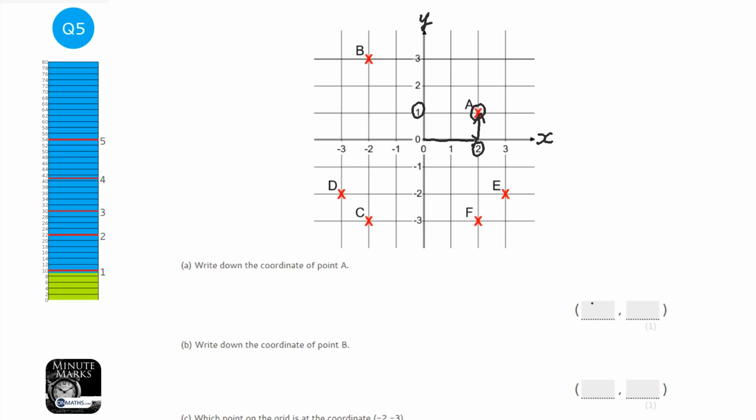So the coordinate is 2 because we go 2 to the right from the middle, and 1 because we go 1 up. Now coordinate B is the same, so we're going along the corridor to -2, and then up 3. So along 2, or we'll go to the left 2, and up 3.